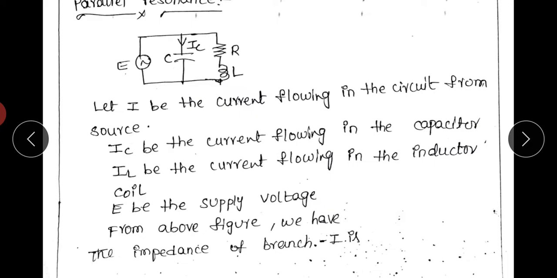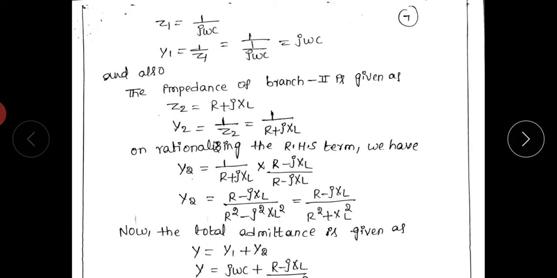In a parallel circuit, at resonance condition, the net susceptance equals 0. In a series RLC circuit at resonance condition, the net reactance equals 0. Similarly, in a parallel RLC circuit at resonance condition, the net susceptance value equals 0. Susceptance means the reciprocal of reactance. So first, the first branch impedance.